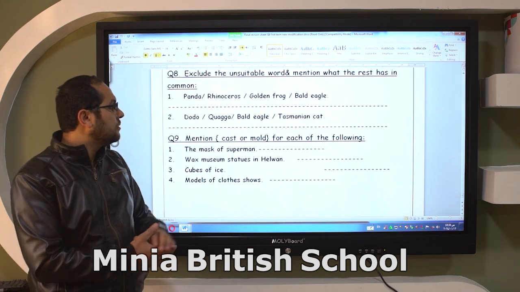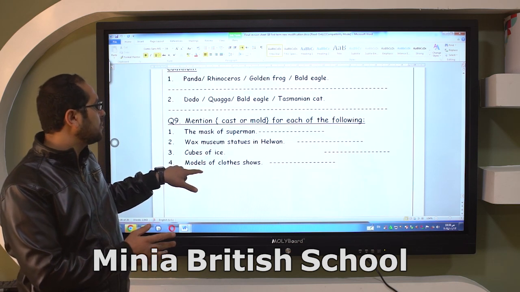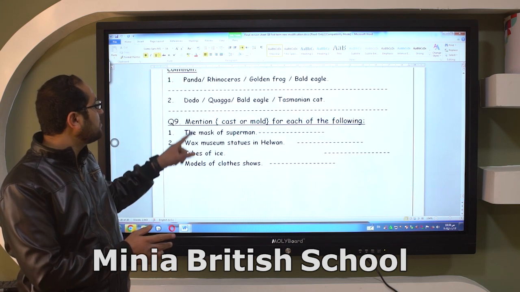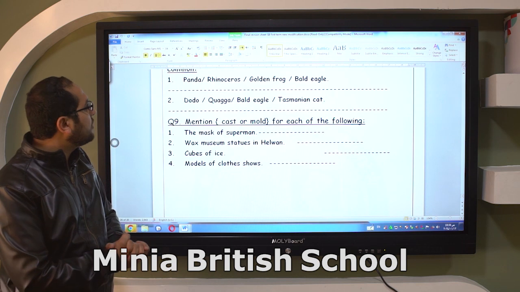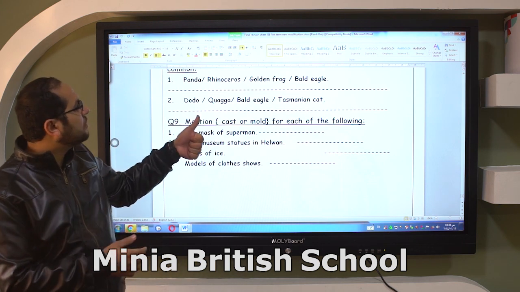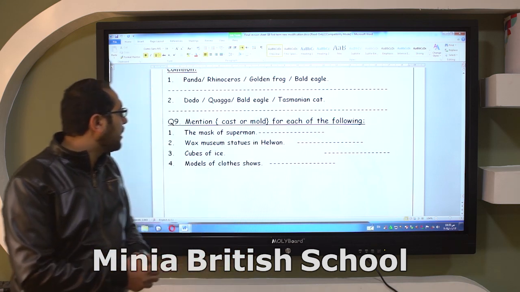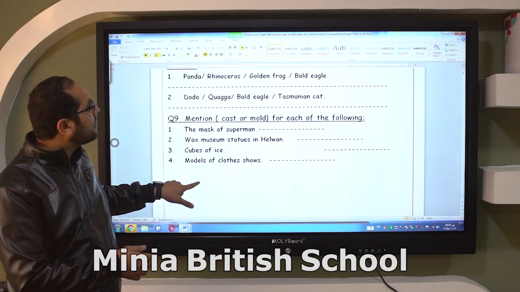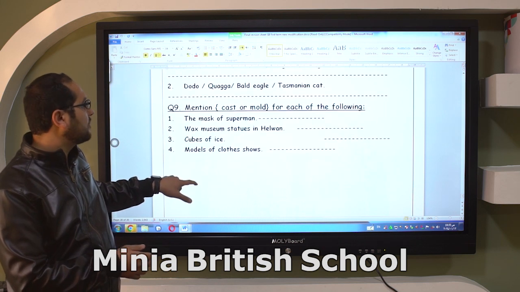And Tasmanian cat, this is not required also. This is the Tasmanian cat. We can replace the Tasmanian cat with the dodo and the quagga. And we can replace Tasmanian by quagga, okay? Or we can replace it by dinosaurs or rhinoceros, okay? Whatever.